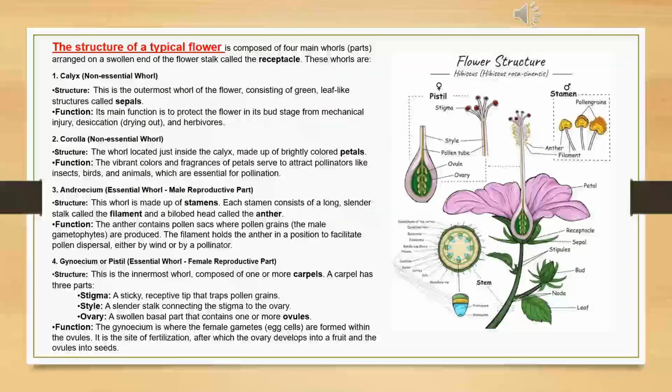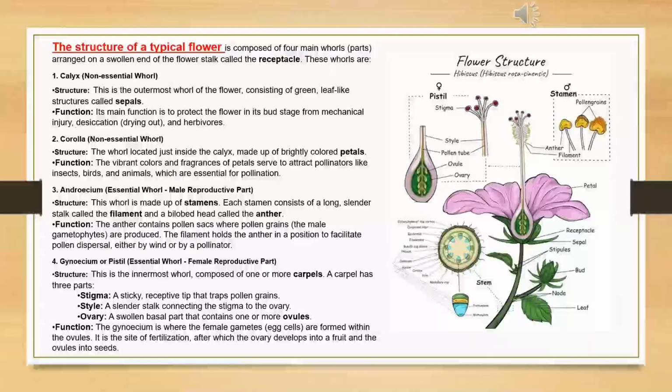The filament holds the anther in a position to facilitate pollen dispersal either by wind or by pollinators. Now, the last one is the gynoecium or pistil. It is also a very essential whorl. It is also called the female reproductive part.